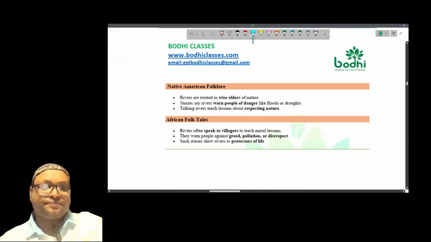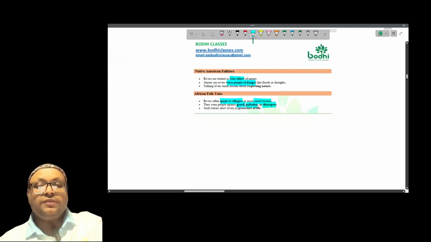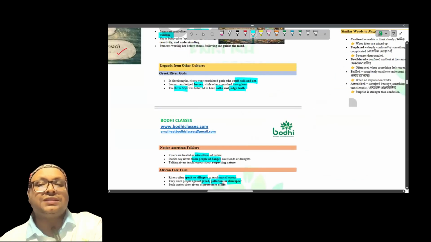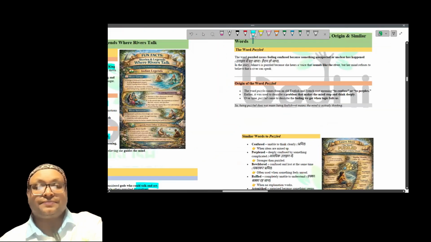In American folklore also, rivers are treated as wise elders of nature. Even some stories tell that rivers used to warn people of the danger of floods and droughts. In African folk tales also, rivers speak to the villagers to teach moral lessons. They even warn people against greed, pollution, disrespect, and many things. So rivers are never thought of as just a dead natural body. Actually, rivers could talk, right?